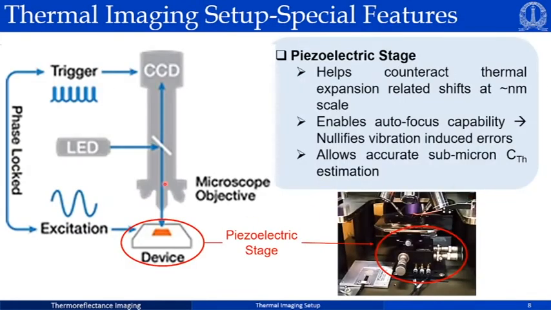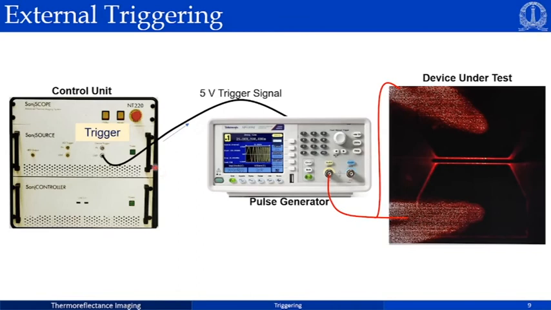Okay, so now let us look into one practical aspect of the setup. So this thermo-reflectance tool is a self-independent measurement tool. That is, it can apply electrical bias. It can then measure the temperature change in response to the electrical bias.